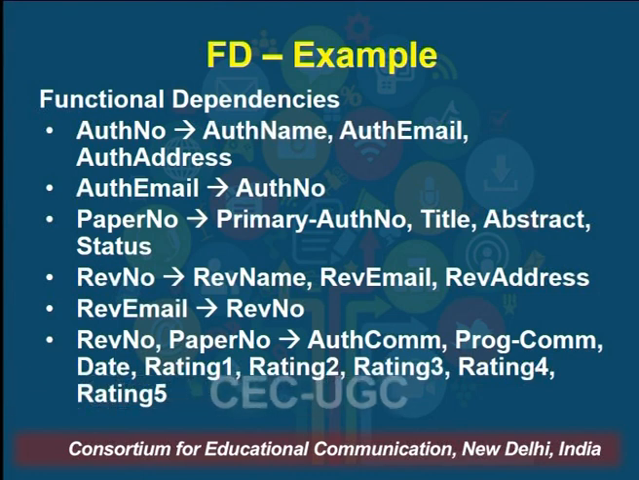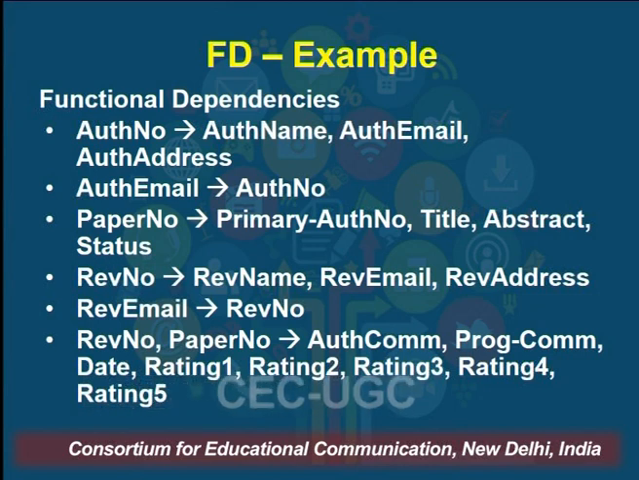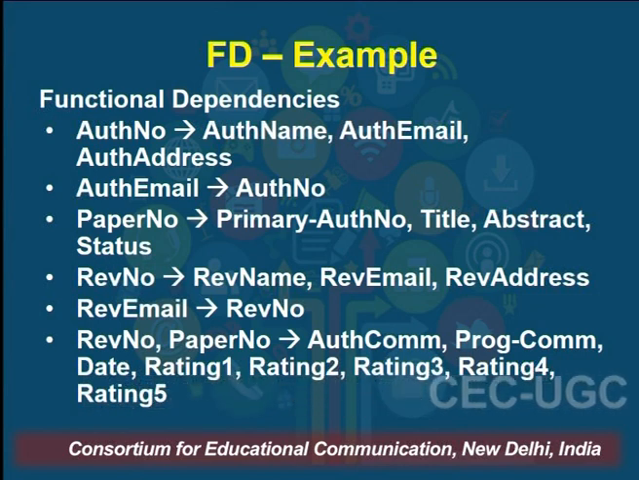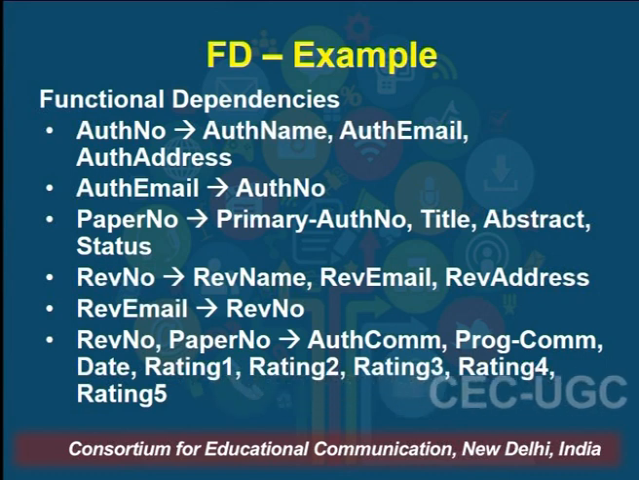Paper number is functionally dependent on primary author number, title, abstract, and the review status. Then reviewer number is dependent on reviewer name, reviewer email, reviewer address. Reviewer email is dependent on reviewer number, and reviewer number and paper number are also dependent on author's comments, program committee comments, dates, and there are multiple ratings, which are the ratings given by the various reviewers, rating 1, rating 2, rating 3, rating 4, and so on and so forth.